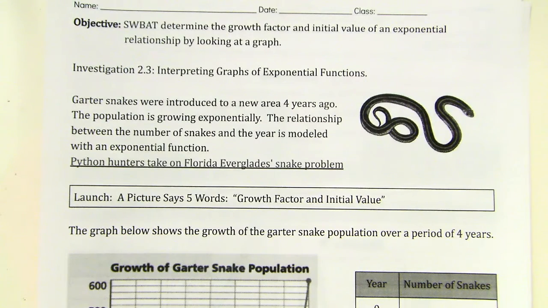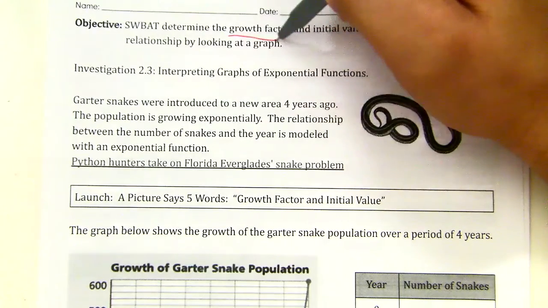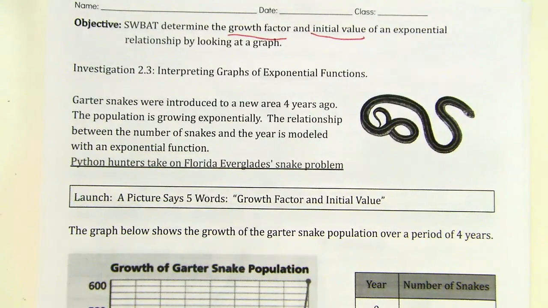So our objective for today is that students will be able to determine the growth factor and the initial value of an exponential relationship by looking at a graph. That's all we're going to focus on today: looking at a graph and figuring out how we find the growth factor and how we find the initial value, or the starting value.